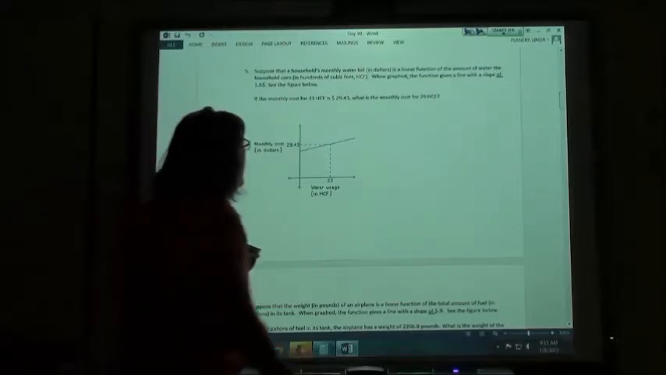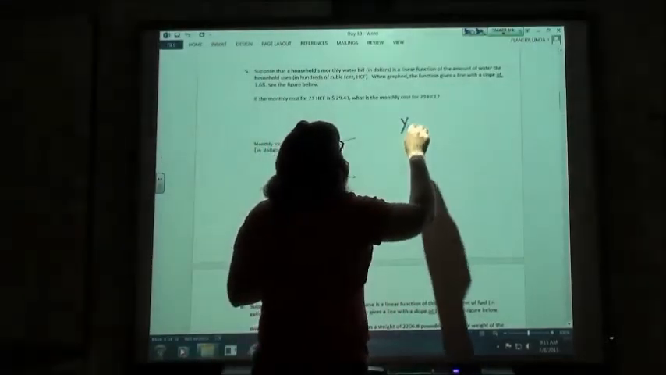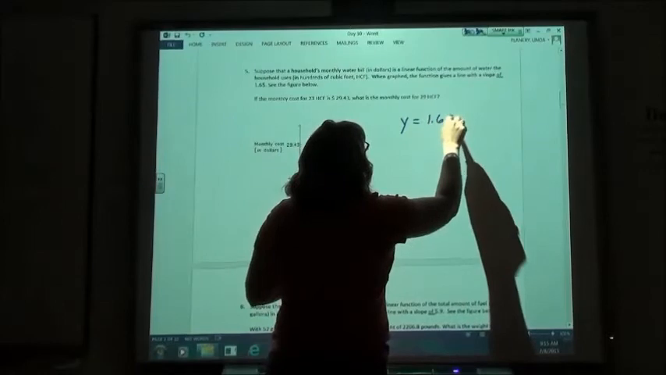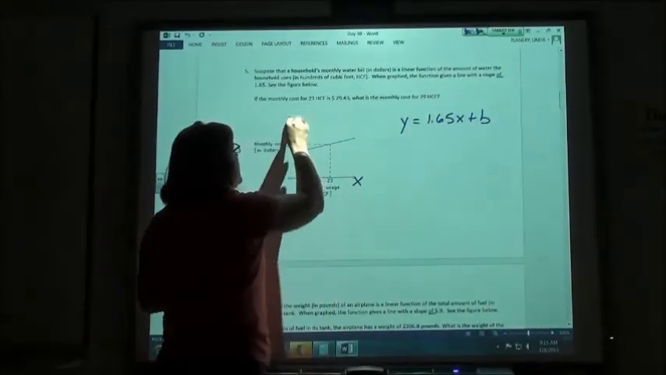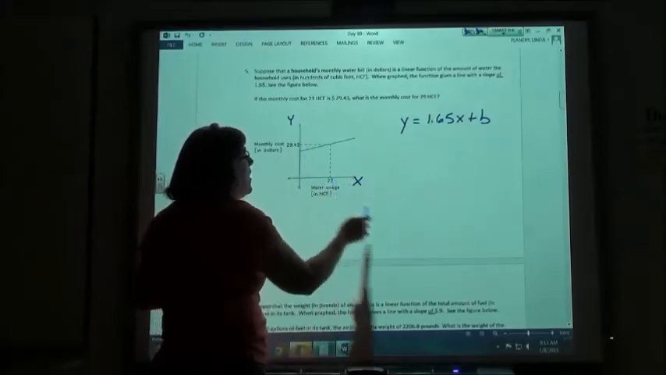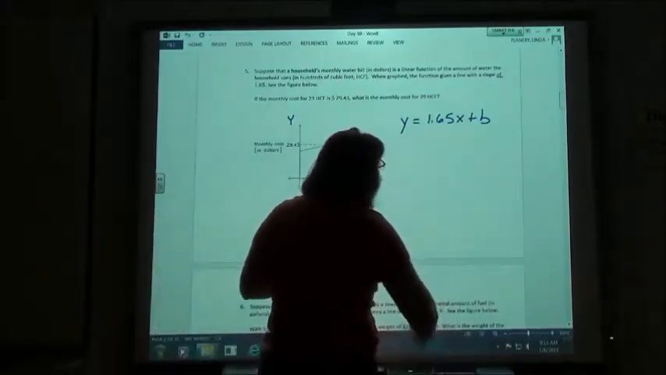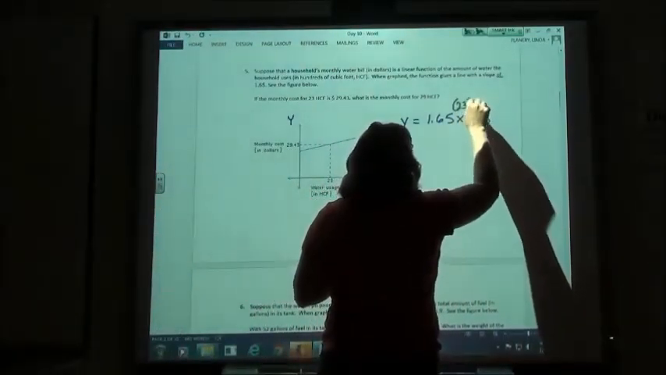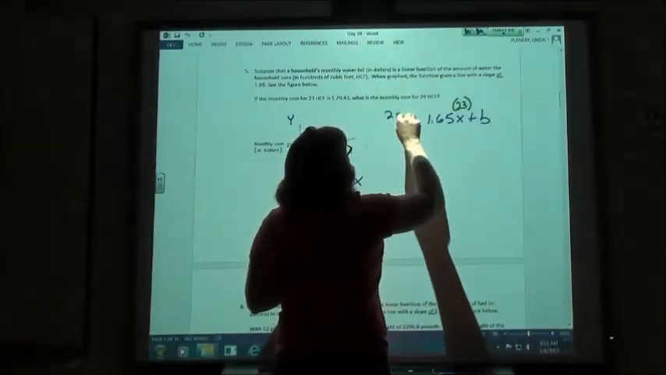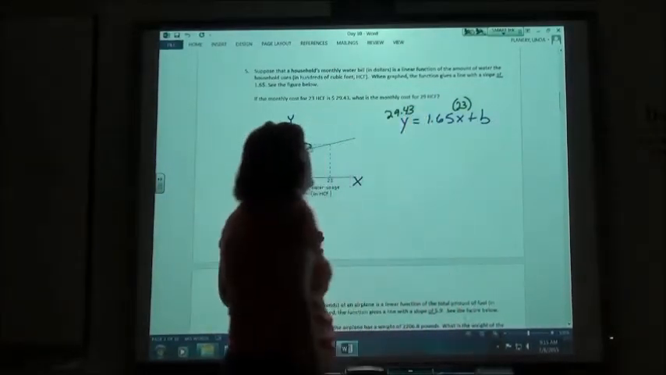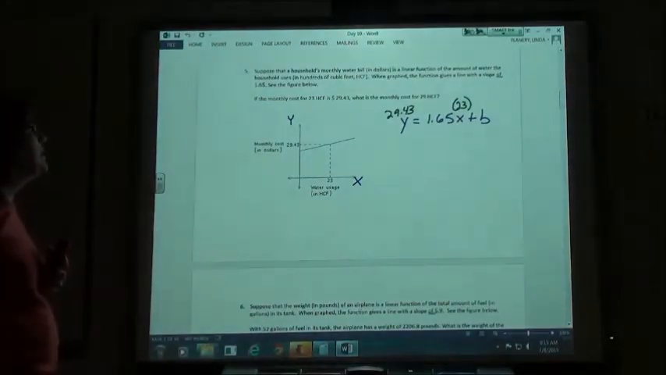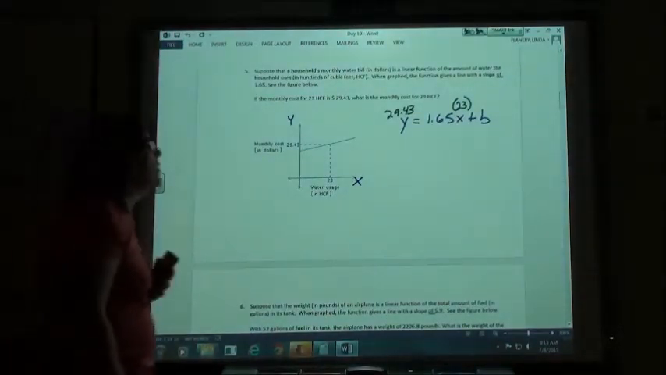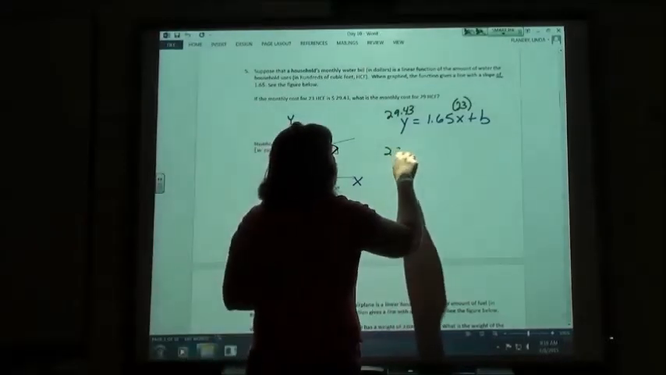So again, I want to come up with the equation of the line. Y is going to equal 1.65x plus some number b. This is my x and my y. So if I know that x is 23, my y is 29.43. 23 HCF gives me 29.43 for my cost. So I'm going to find my b.